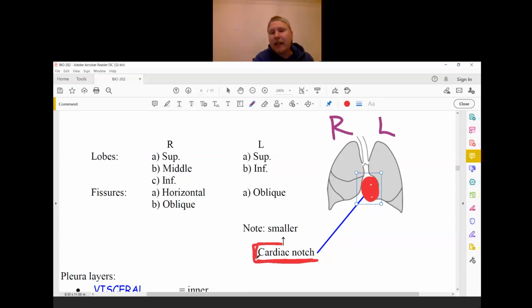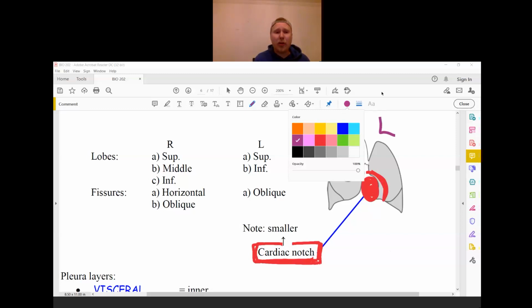And actually we can see the indentation of the heart on the left lung. And this is known as a cardiac notch. So it almost looks like part of the left lung is cut away or taken by this heart. And that is a very correct analysis of what's happening there. What I'm going to do, I'm going to go in a little bit of a reverse order.